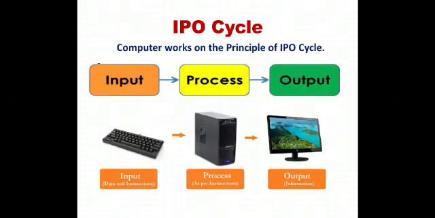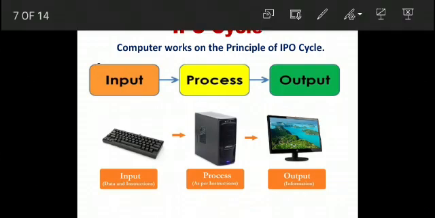So now we are going to start with the IPO cycle. Computer works on the principle of IPO cycle. IPO means input, process, output. Input is given with the help of keyboard. Processing is done in the CPU and we get the result or output on the monitor. So this is input, process, output cycle.